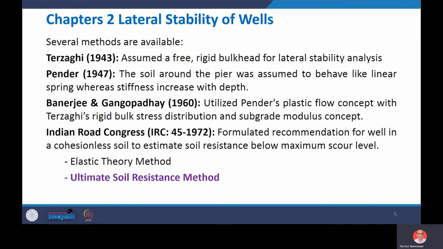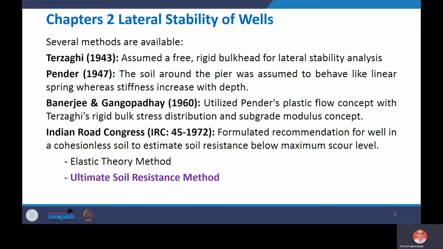As discussed in the last lecture, the 28th lecture, there are 4 different methods for lateral stability of wells. Terzaghi, we have discussed in detail. Pender and Banerjee and Gangopadhyay, that is also discussed. And the 4th method is by the Indian Roads Congress, called the IRC method, from IRC 45 1972, which formulated recommendations for wells in cohesionless soil to estimate soil resistance below maximum scour level.